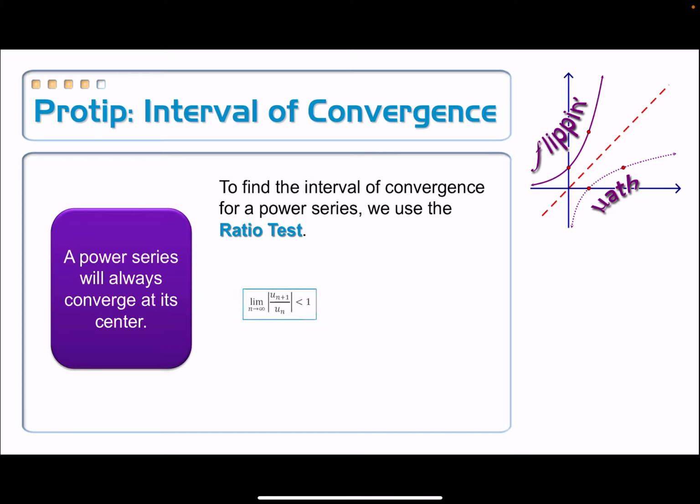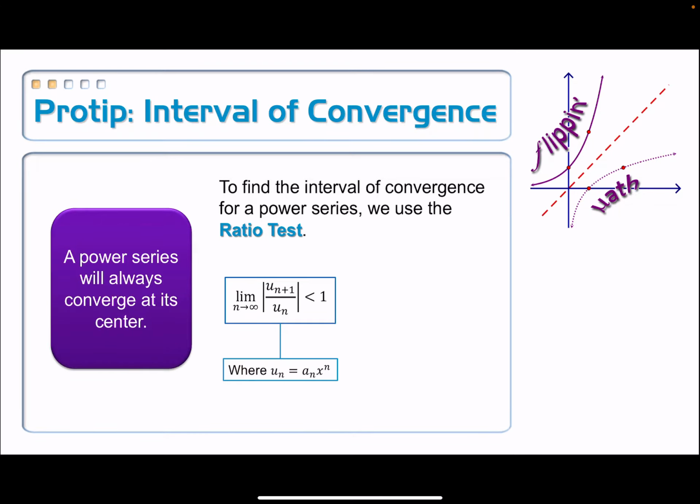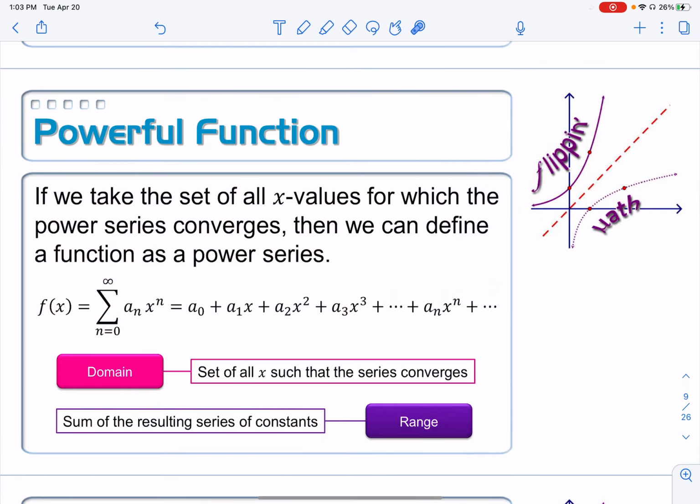It looks like this. Looks just like the ratio test, but we only want to use one part of it. We only want to use the part for which we're guaranteed that the series is going to converge. So we want the limit as n approaches infinity of the absolute value of the n plus 1th term over the nth term to be less than 1. What is this u sub n business? Well, that's just the nth term of your power series. It looks like this. You remember this thing?